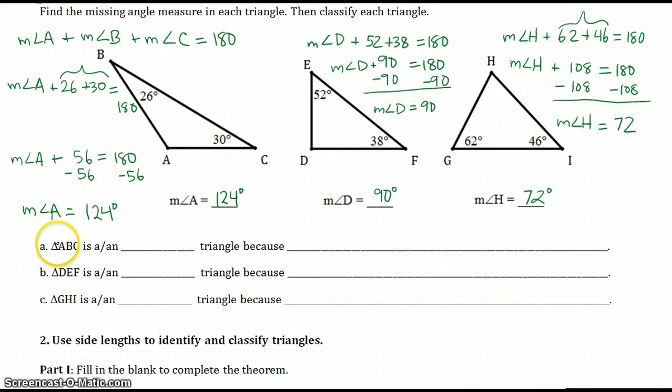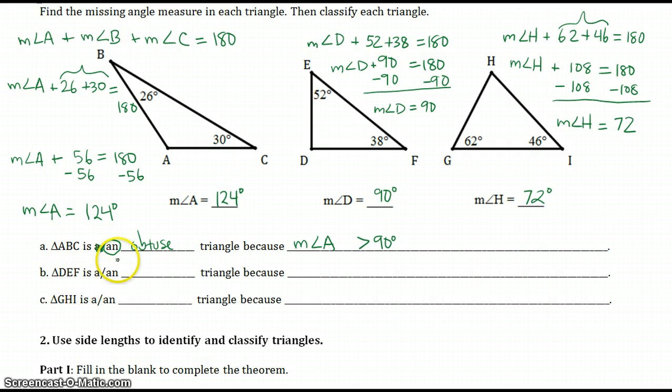Now we're going to classify the triangles. Triangle ABC is an obtuse triangle, because the measure of angle A is greater than 90 degrees. And that's the definition of an obtuse triangle, that there's one angle that has more than 90 degrees.